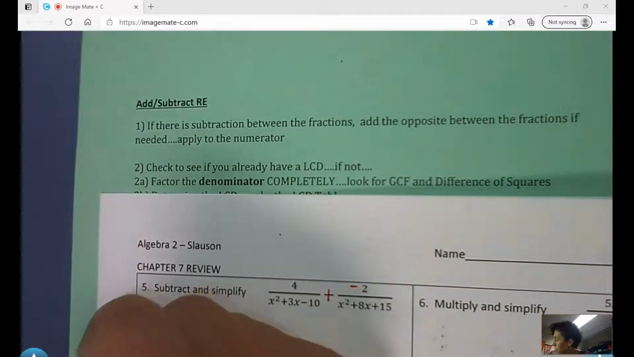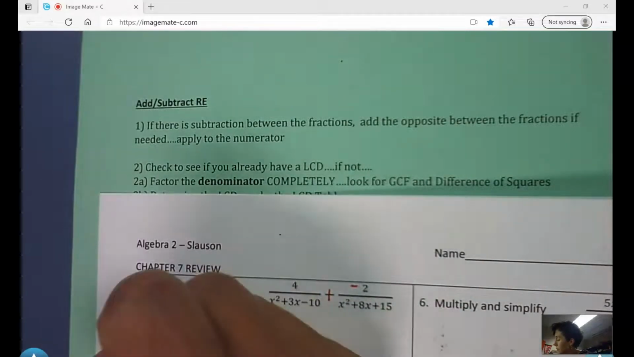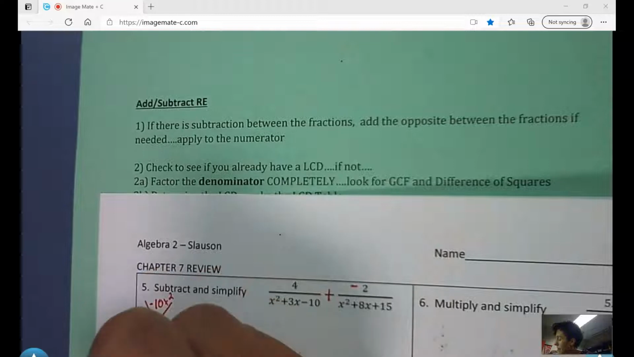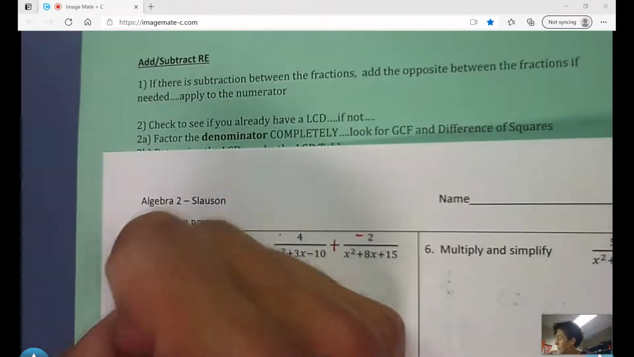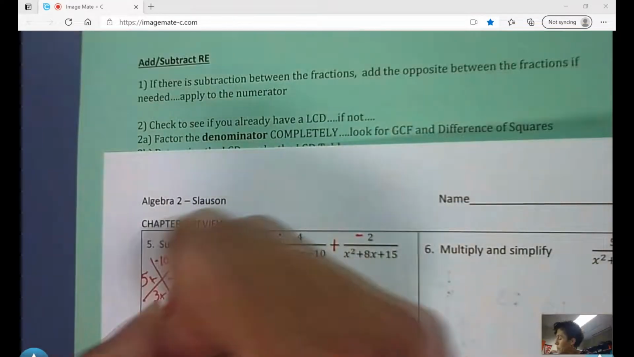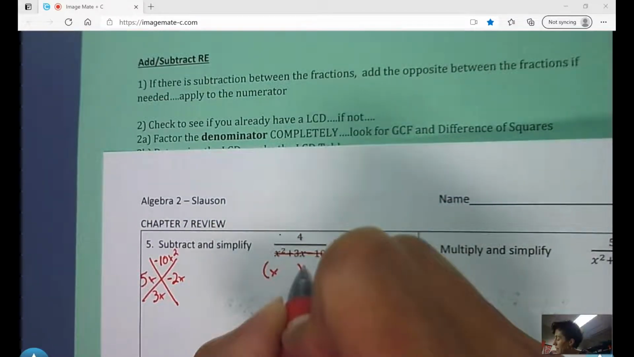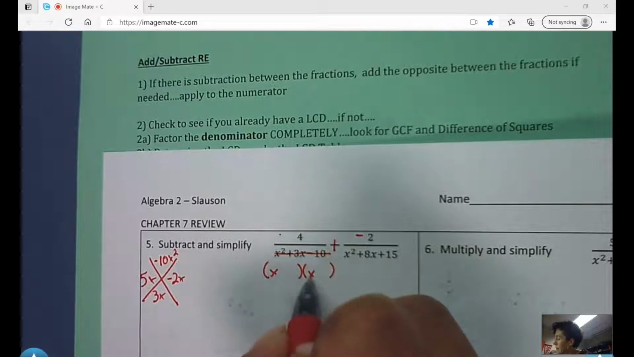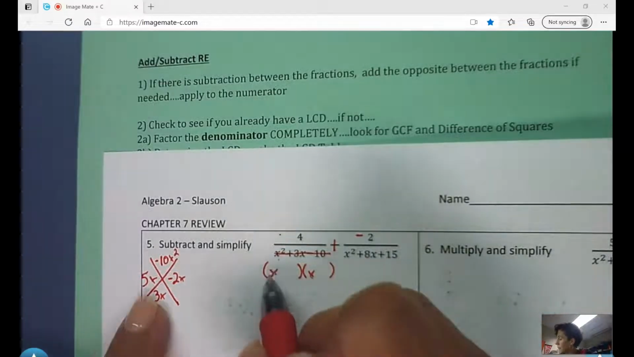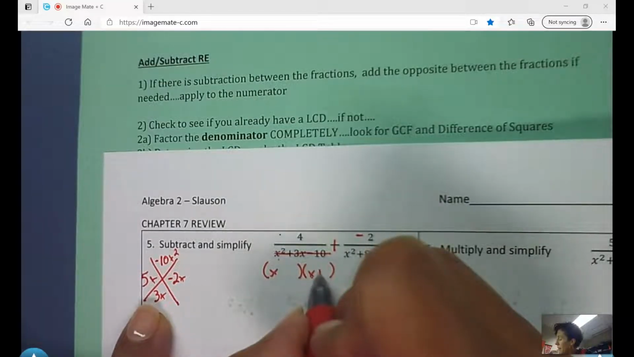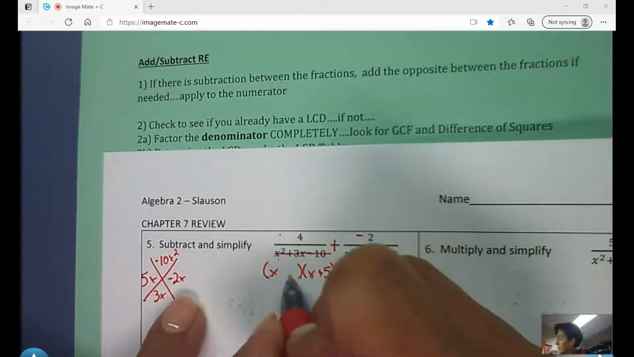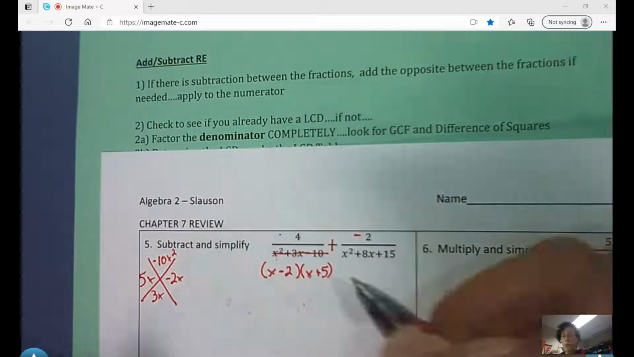So for the first fraction, there is no GCF, so I need factors of -10 that make 3. And that will be 5 with a -2. So I'm about to replace this, dropping in my x's, and x is enough to make x squared, so x can loop here, the positive 5 to make 5x, and x can loop here with a -2 to make a -2x.